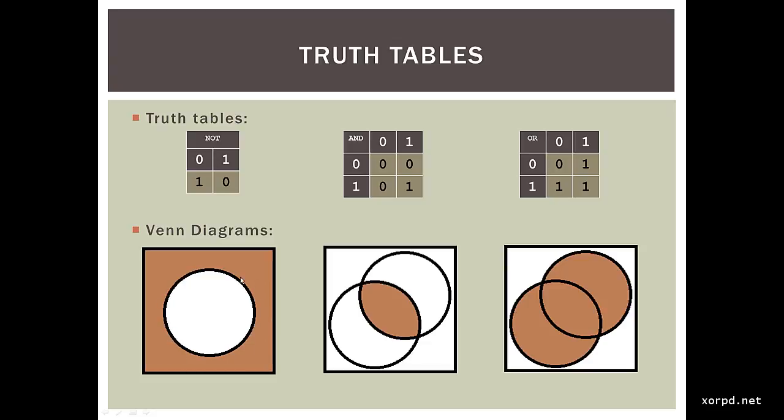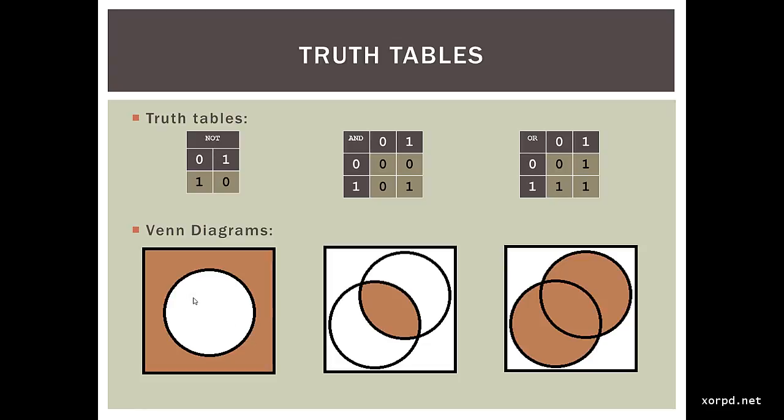Now, I assume that inside the circle means that the argument equals 1, and outside the circle means that the argument equals 0. And you might wonder, what is this brown color? This brown color means a result of 1. And the white color means a result of 0.